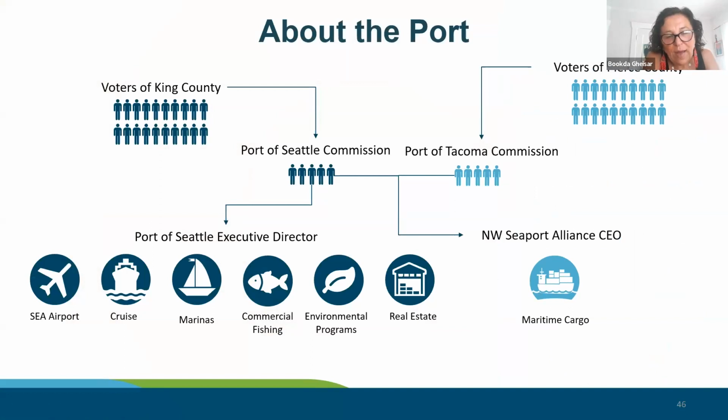Just a quick overview of what we're all about. On the left, you see the Port of Seattle. Voters in Martin Luther King County elect our 5 commissioners, and we oversee the Seattle SeaTac Airport, our cruise terminals, marinas, commercial fishing, environmental programs, and also our real estate. We're a $1 billion organization. And we also have a joint partnership with the Port of Tacoma, who have their own elected commissioners. And together we have the Northwest Seaport Alliance and operate all the maritime cargo. So you can see that the scope of our work is tremendous, and the budget is pretty powerful, and the economic impact and the engine behind this in King County is huge. Next slide, please.